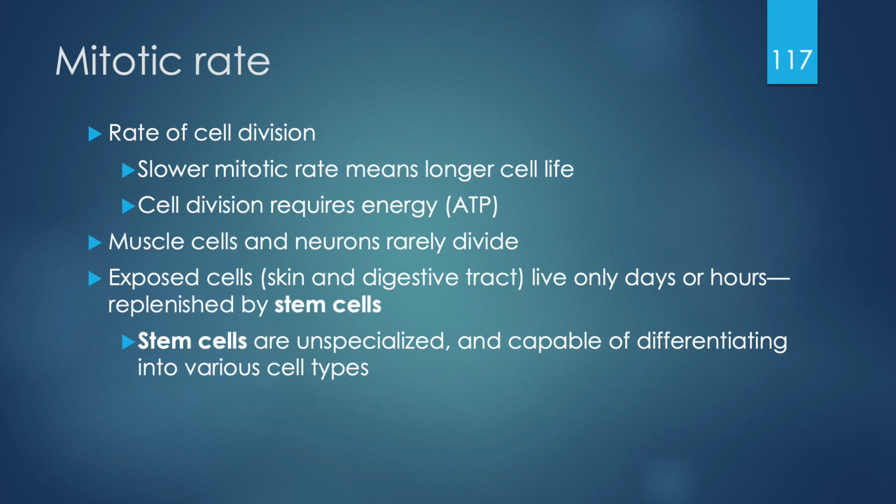Muscle cells and neurons rarely divide, which is one of the reasons why these tissues are more difficult to repair. There are some cells in our body, like skin and digestive tract cells, that only live for a few days or hours, and they have to do this because they're constantly assaulted by things from our environment. So these cells are constantly replenished by stem cells, which are unspecialized cells that are capable of differentiating into various cell types. Stem cells are present in the umbilical cord blood of newborns and are also present in embryos, which is what allows two individual cells of haploid nature to replicate and become an embryo and to continue to develop and differentiate into all the different cell types of our body, ranging from our skin to our liver to our spleen.